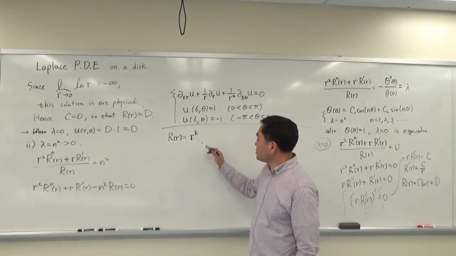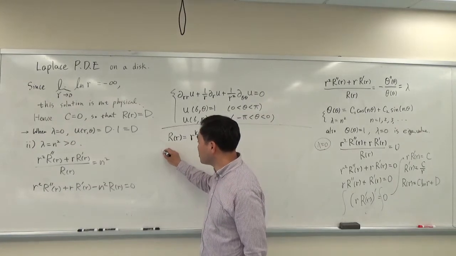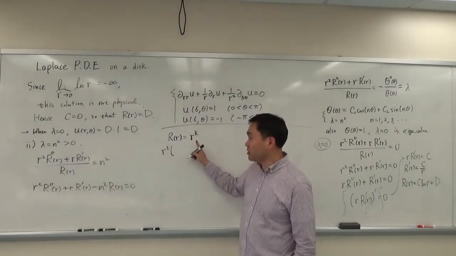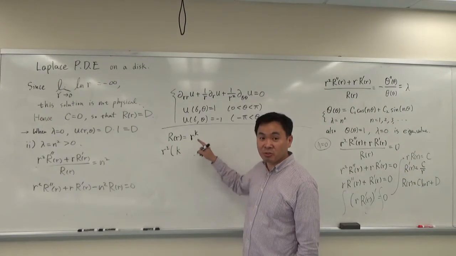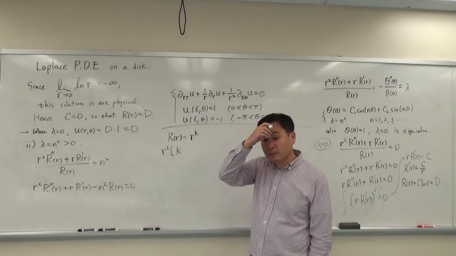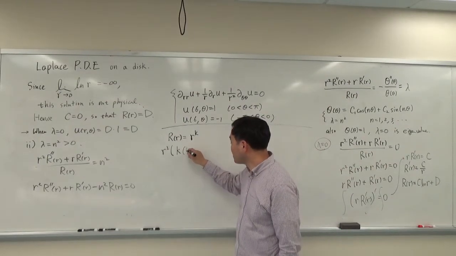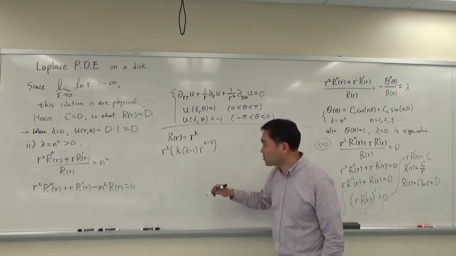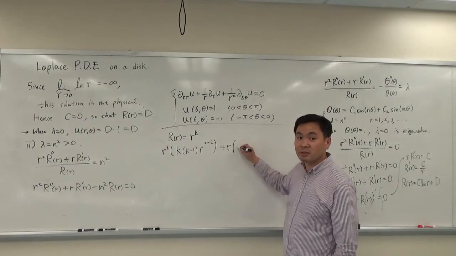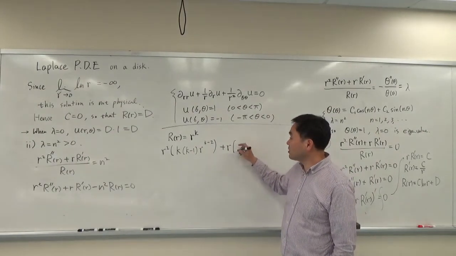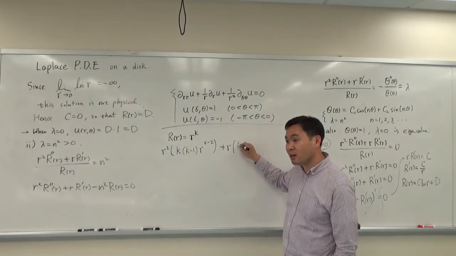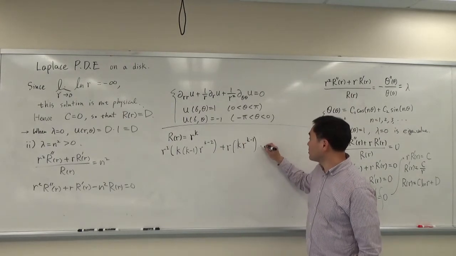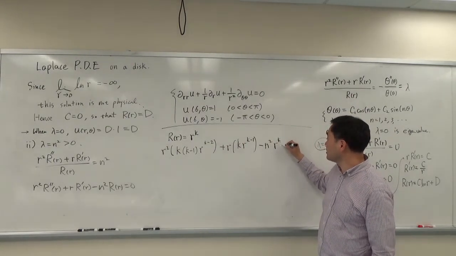Yeah. All right. So you plug that in, and then let's see what happens. If I plug that in, it's r squared. What's the second derivative of r to the k? One derivative, k comes down. If you differentiate again, what comes down? K minus 1, yes. And then r to what power? K minus 2. Okay. Plus r times, what's the one derivative? If you just differentiate, what do you get? K r to the k minus 1. Good. And then minus n squared r to the k equal to 0.